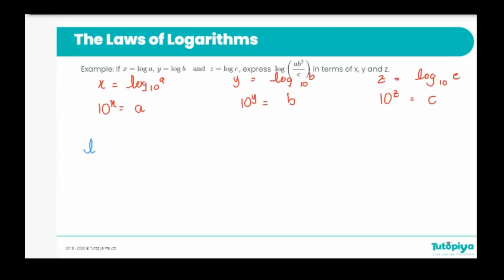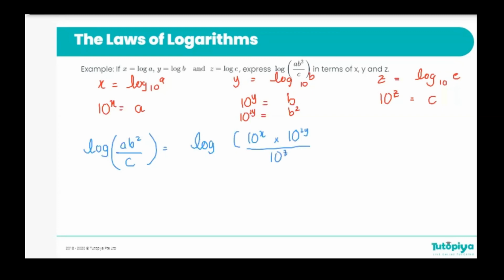Now let's substitute these values of a, b, and c into the expression they've given us. They've said log ab squared over c, and I'm going to substitute the values I have here, all of them to the powers of 10. So the log a is 10 to the power x times b squared. If I work out what b squared is here, we can see that this should be 10 to the power 2y. So that's what I'm going to substitute here: 10 to the power x times 10 to the power 2y divided by 10 to the power z. And that's what we're going to get.